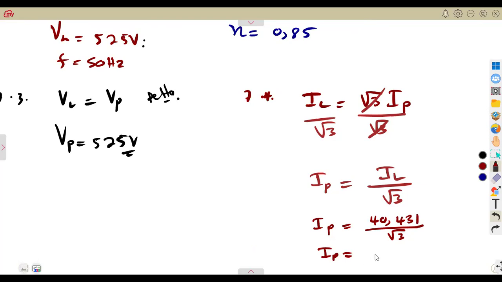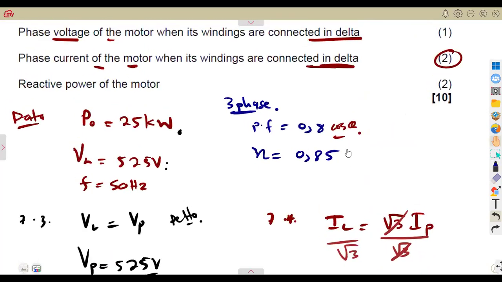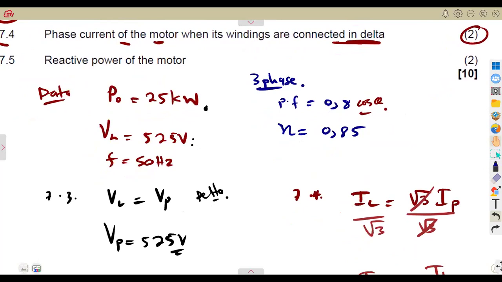All right, so that was going to give you the phase current to 3 decimal places. That was going to be 23.343 amps. So that is how you can calculate these typical questions. You just have to be careful with the formula to use. Then the reactive power of the motor, which is on 7.5.